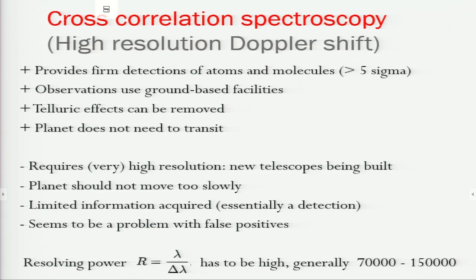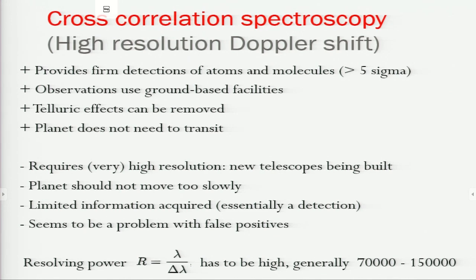So this method has a lot of advantages to it. It provides really firm detections greater than 5 sigma. You can do ground-based observations, and indeed people are building 30-meter telescopes to do exactly this. So things like the ELT, the European Extremely Large Telescope, and the VLT, the Very Large Telescope, are being built precisely because they want to do this sort of spectroscopy. Telluric effects can be removed, and it doesn't rely on the planet transiting. So that's all very positive. It requires very high-resolution telescopes. That is a negative, but it's not a showstopper.